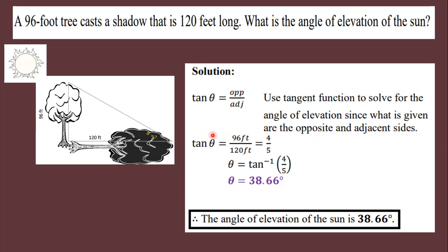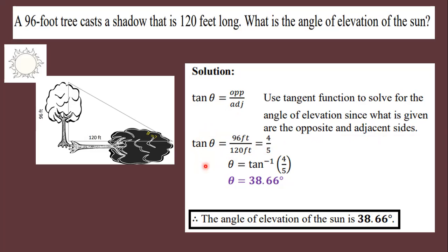And then we substitute it there. Tangent theta is equal to 96 feet for the opposite over 120 feet for the adjacent. And then we simplify them. Tangent theta is equal to 4 over 5. Remember that we only solve for the theta, not the tangent theta.